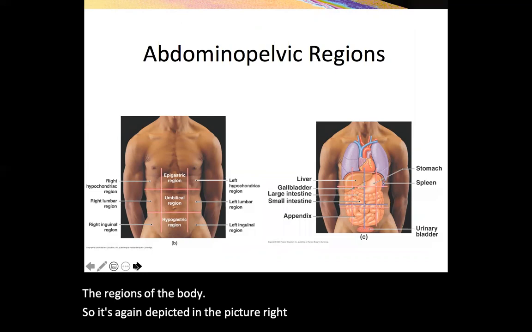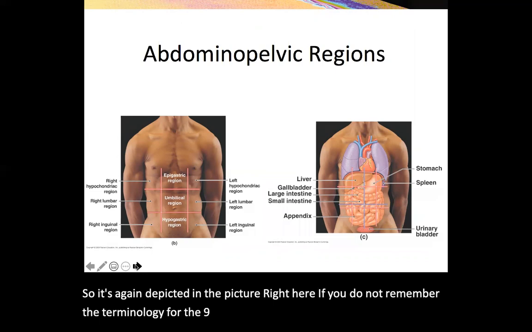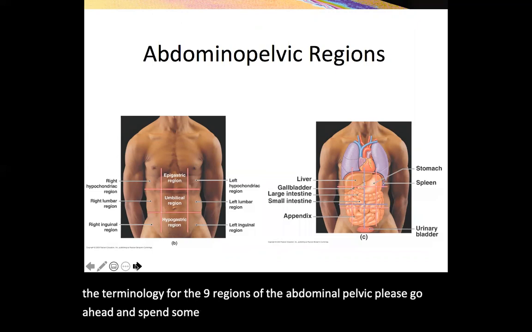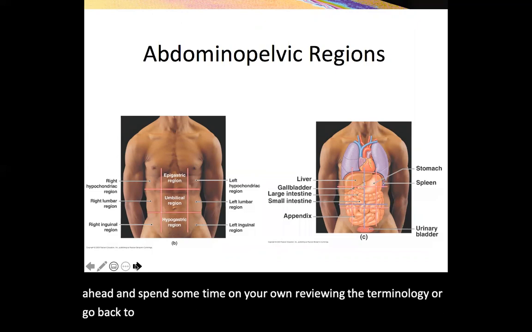If you do not remember the terminology for the nine regions of the abdominal pelvic cavity, please go ahead and spend some time on your own reviewing the terminology, or go back to your first unit, Introduction to Anatomy, to get an overview of the content.